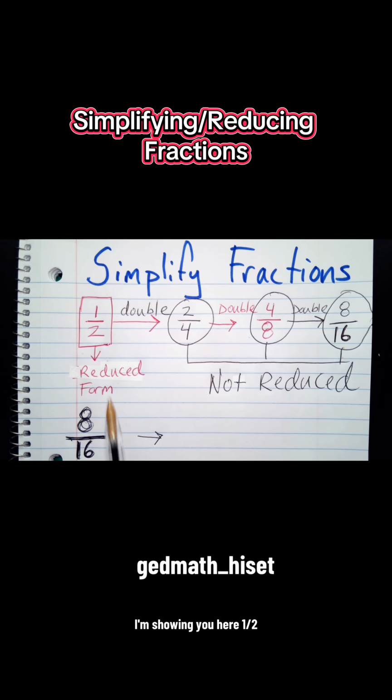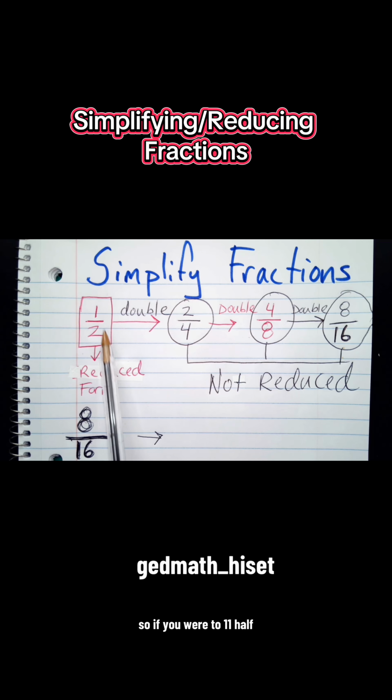Now, I'm showing you here 1/2. 1/2 is the reduced form of a fraction. You cannot simplify the numerator, the top, or the denominator, the 2, any further. These two values are simplified as much as you can simplify them.